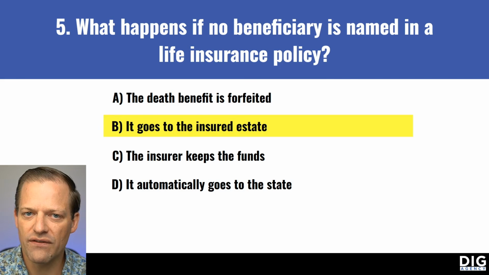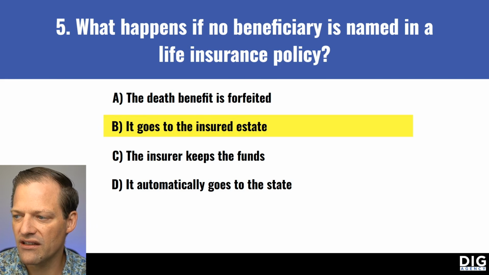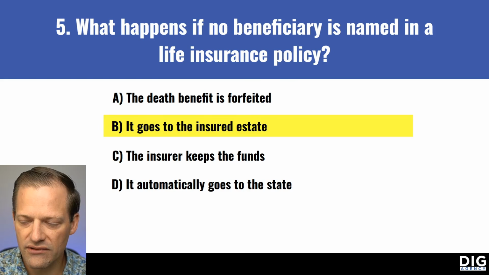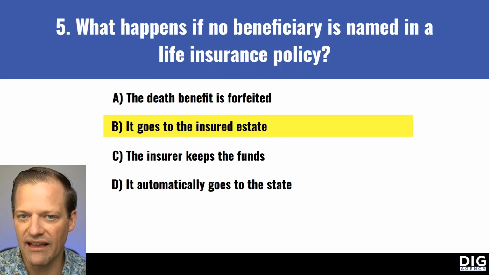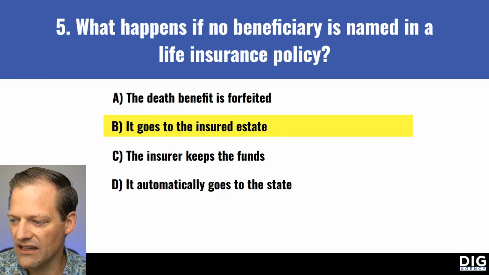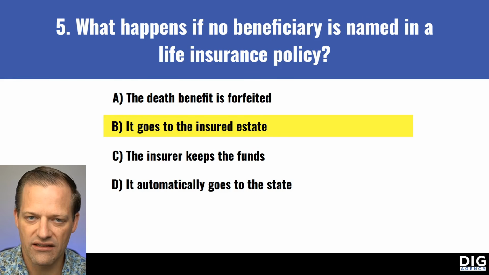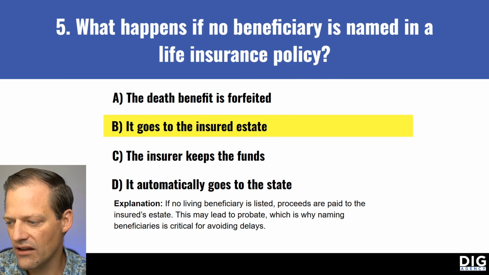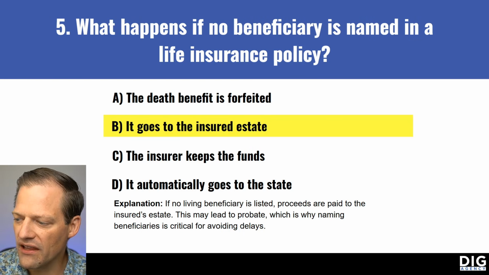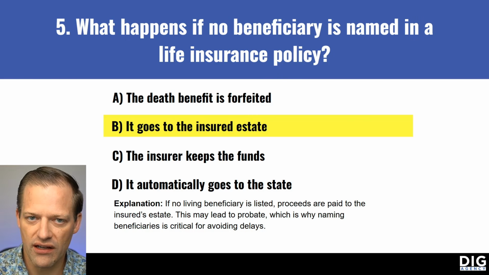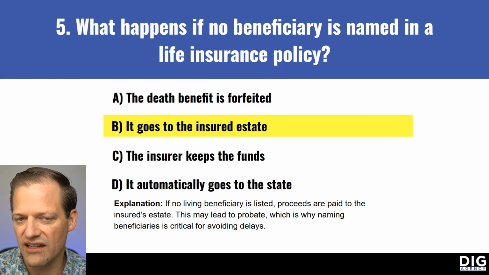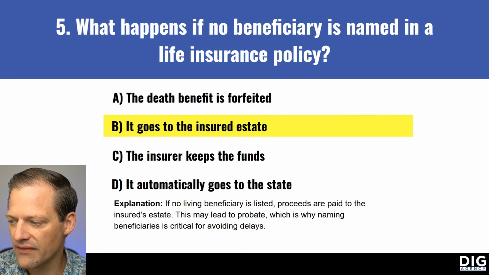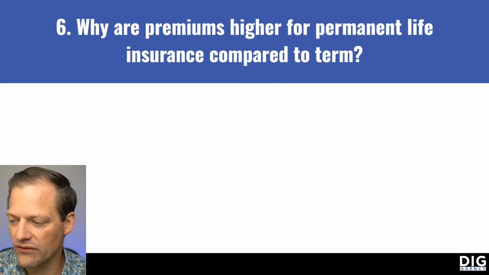So even if there's no named beneficiary, I mean, you've been paying on the policy, so it can't be forfeited. So you can scratch A. C, same thing there. They don't get to keep the funds. And then D, it doesn't go to the state. It goes to the estate of the person who is insured, or if there's no beneficiary. If no living beneficiary is listed, proceeds are paid to the insured's estate. This may lead to probate, which is where a court-ordered judge reviews the estate and then decides how it's dispensed of, which is why naming beneficiaries is critical for avoiding delays.